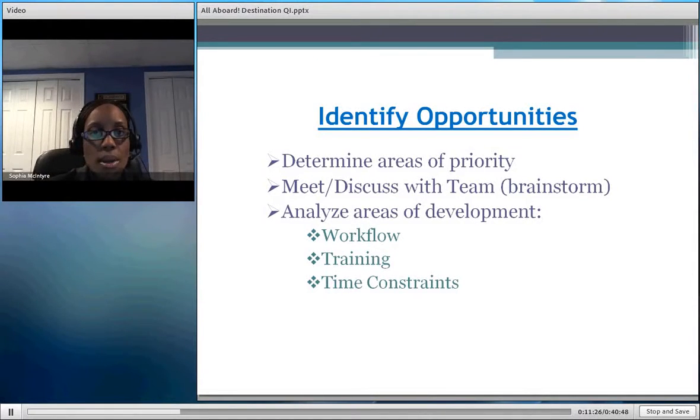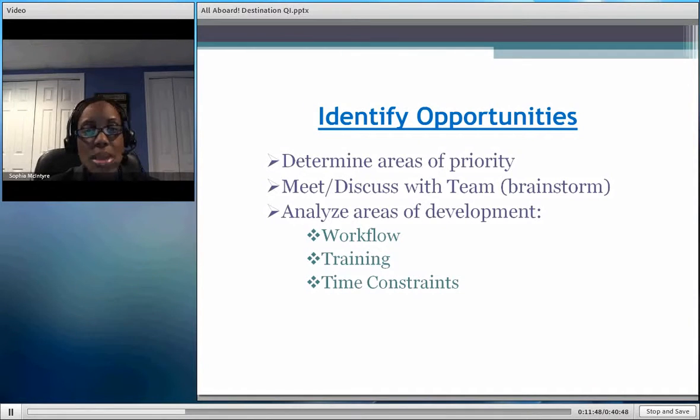How are these priority areas going to impact your workflow? Are you going to require more time for patients with your nursing or your clinical staff? Do your current team members have adequate training to accomplish the goals that you wish to look at? Are you pressed for time with respect to time constraints?